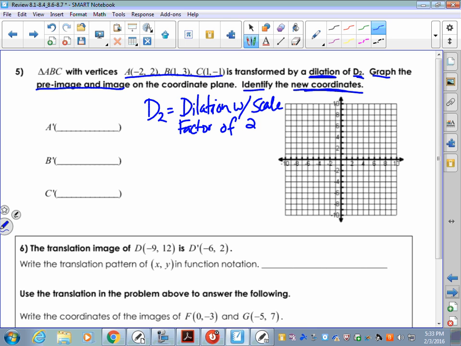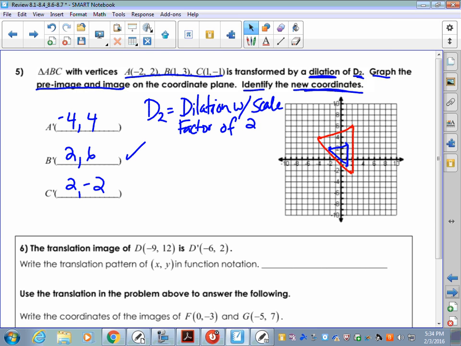So we did this. Here's what I'm going to check for on the test. First, I'll check you have the right coordinates. So we had -4, 4; 2, 6; and 2, -2. I'll check all that. Then I'm going to check for your pre-image and image. I'm going to check that you have graphed the original figure and the new figure. If it's an enlargement, I should see physically that it got larger.